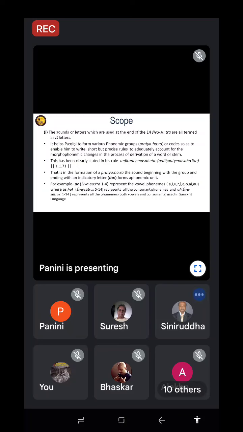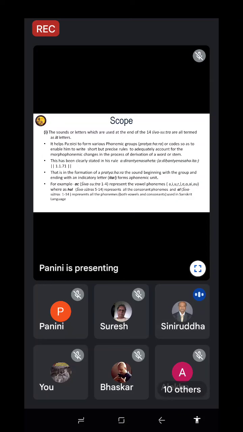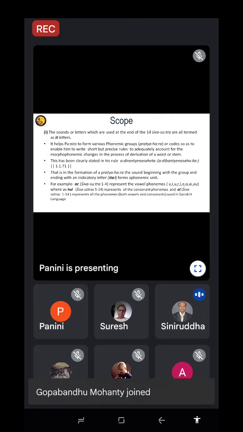Why do you need it? The sounds or letters, in technical terms phonemes linguistically, which are used at the end of the 14 Shiva Sutras are termed it letters. For Paninian terminology it is it, what in modern linguistics or computer science we call a tag letter. It helps Panini to form various phonemic groups. As I told you, the purpose of tagging in linguistics is phonemic classification. First, unless you know the phoneme groups, which changes to what, and when. So these are the phonemic groups.